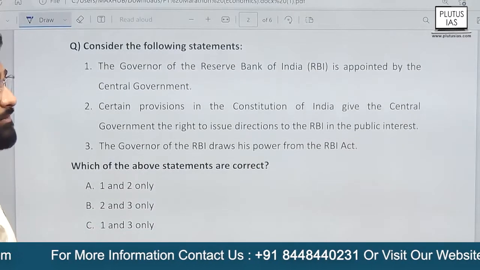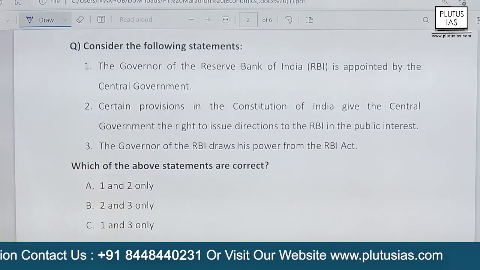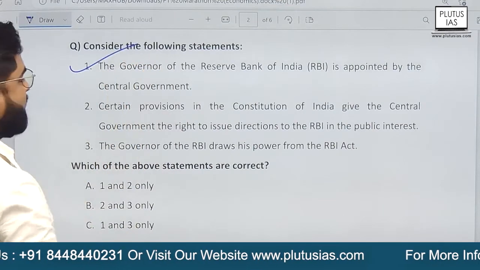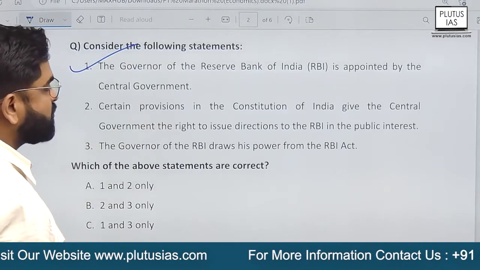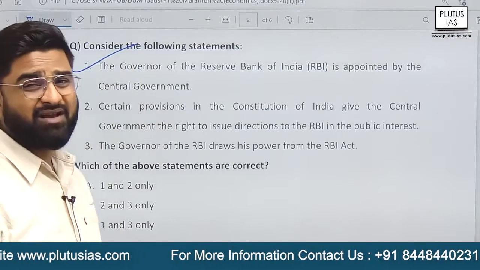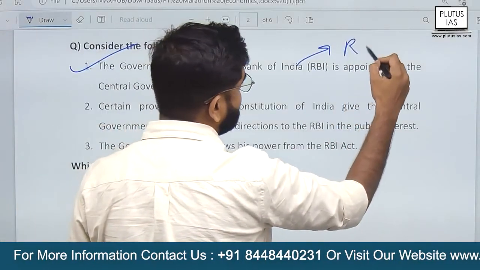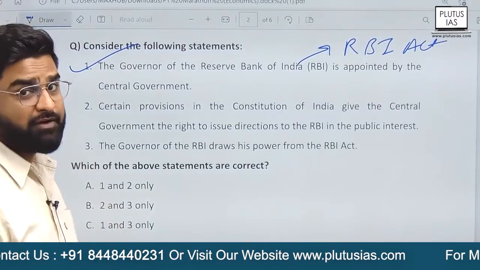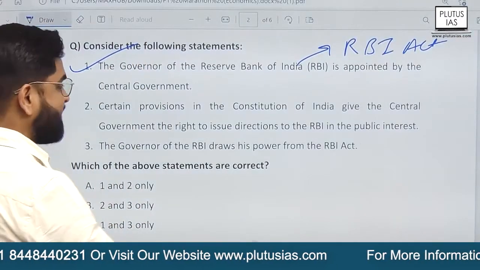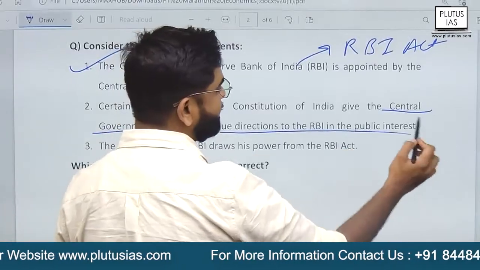Consider the following statement. The governor of RBI is appointed by the central government. We know for a fact it's a certain provision in the Constitution of India that gives the central government the right to issue directives to the RBI. If you have read economics, even basics, you will know RBI is governed by the RBI Act made by the Parliament of India. The Constitution of India. See, UPSC has played a term. Yes, the central government has the right to issue direction to RBI in public interest.